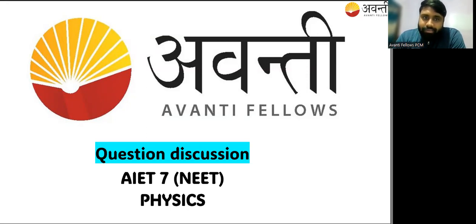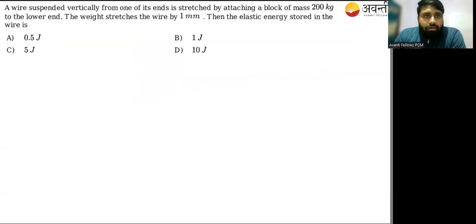So once again, we are here with the AIT 7 NEET Physics question paper discussion. As usual, we have selected some problems based on the difficulty level of the examination, and we are going to solve them one by one and see the concept behind it. Okay. So moving on to the very first question: a wire suspended vertically from one of its ends.